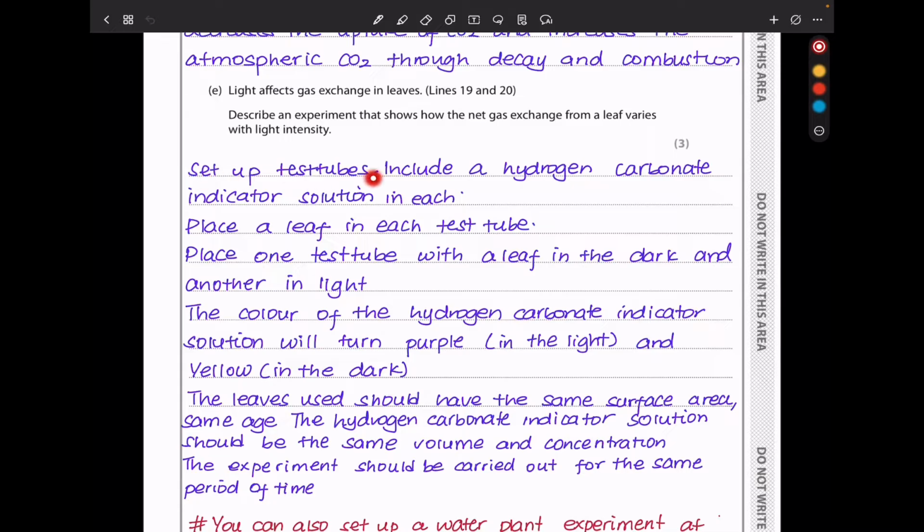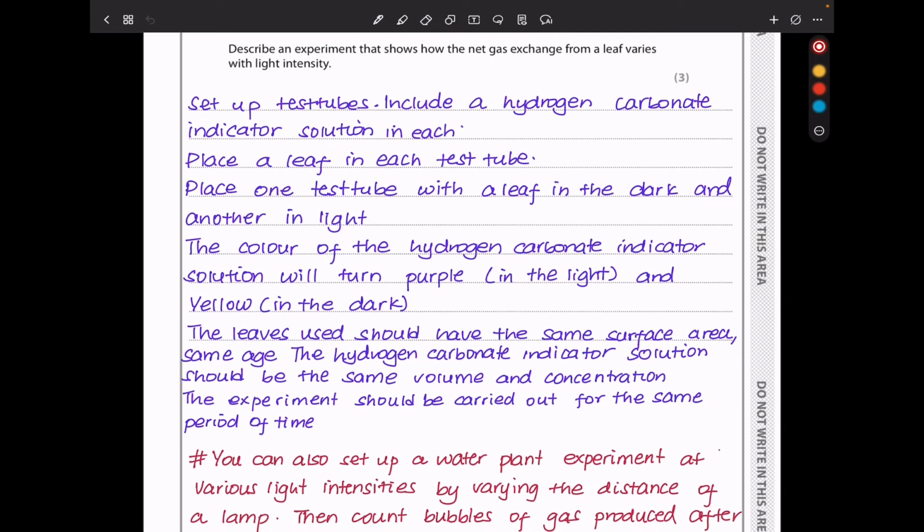So I said you set up test tubes, include a hydrogen carbonate indicator solution in each, then place a leaf in each test tube, place one test tube with a leaf in the dark and another in light. The color of the hydrogen carbonate indicator solution will turn purple for the experiment in the light, and it will turn yellow for the experiment in the dark.